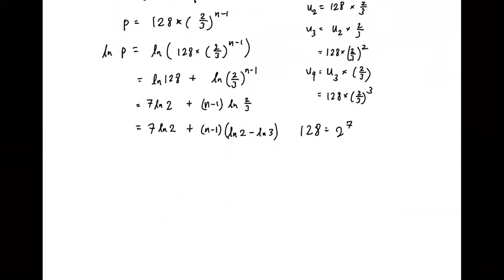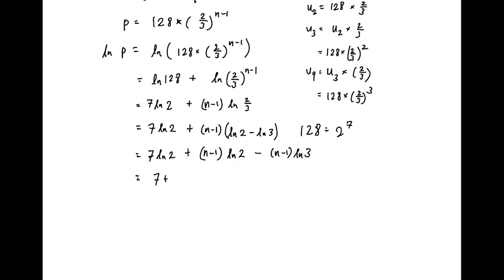Multiply out the n minus 1 into the bracket. So n minus 1 times ln 2 minus n minus 1 times ln 3. Notice that I never try to multiply the ln 2 into the n and the negative 1. Why? Because I know that I need a single ln 2. Here I got 7 copies, here I got n minus 1 copies of ln 2. What can I do now? Factorize out the ln 2.